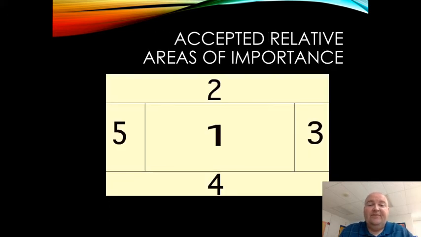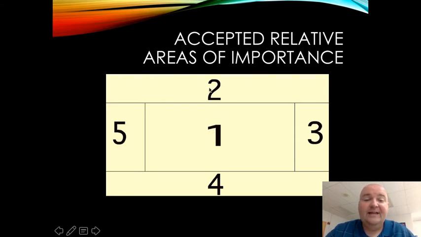Now, on this graphic you see right here where it says accepted relative areas of importance, this is a pretty common and general layout you'll see on a lot of websites, and they've numbered those in the order of most importance to least. The most important part of the page on this one right here is the one that's marked with a number 1 right there in the middle.